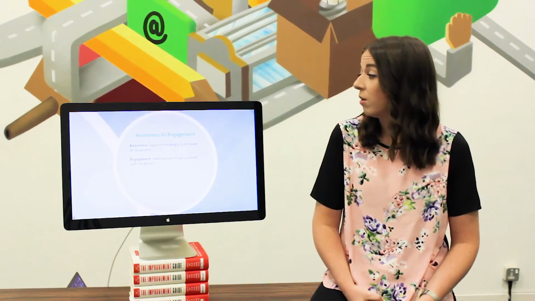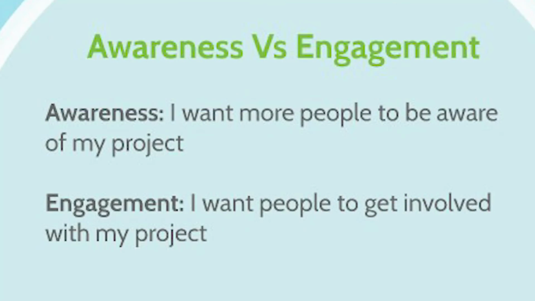So when you're looking at your key messages, it's really important to look at the difference between awareness and engagement. With a lot of our key messages, as I've mentioned before, these are just going to be on an awareness level. I want more people to be aware of my project. Some of these, though, will be on an engagement level. I want people to get involved with my project. And your messaging can differ depending on the type of messaging that you want to use and the call to action you want to use.